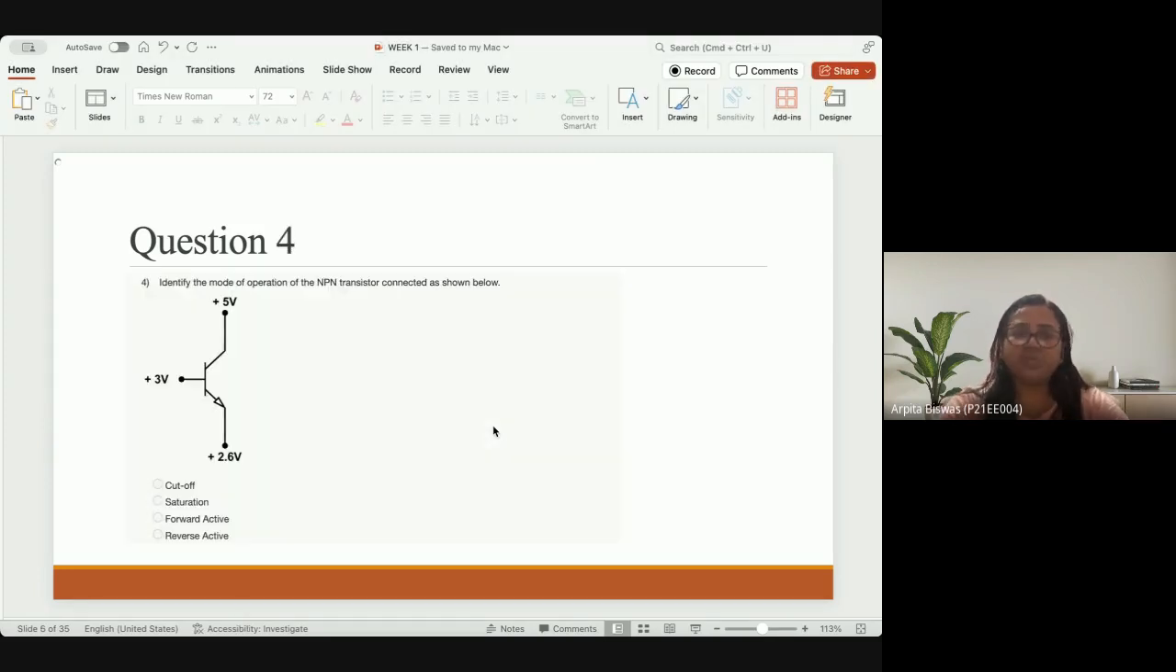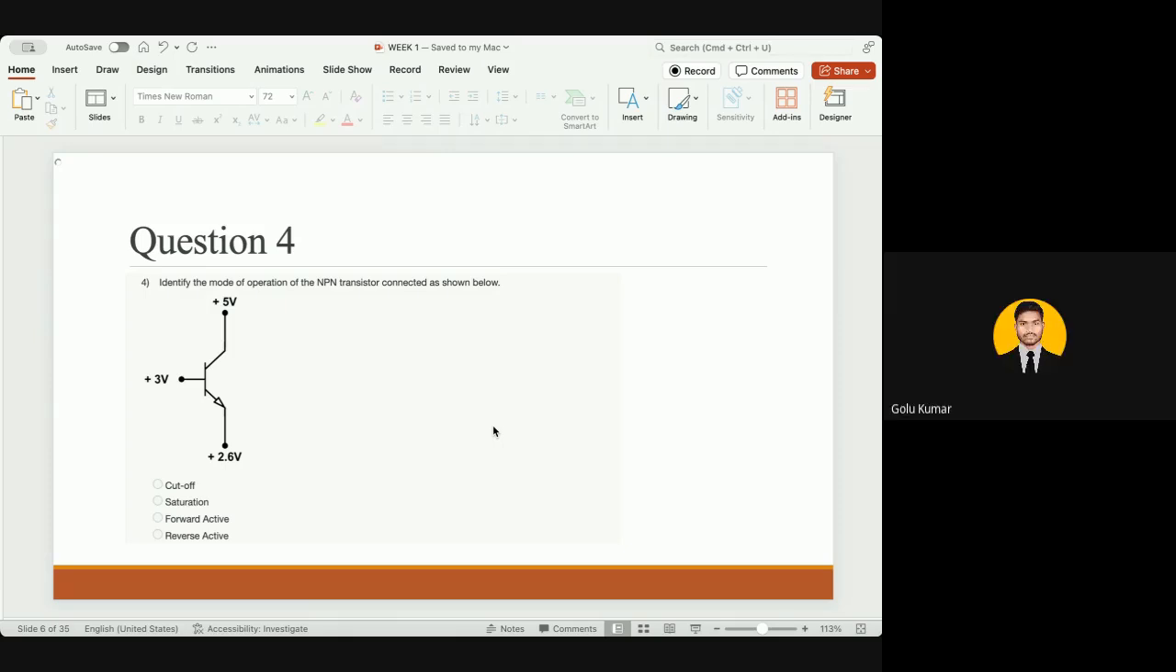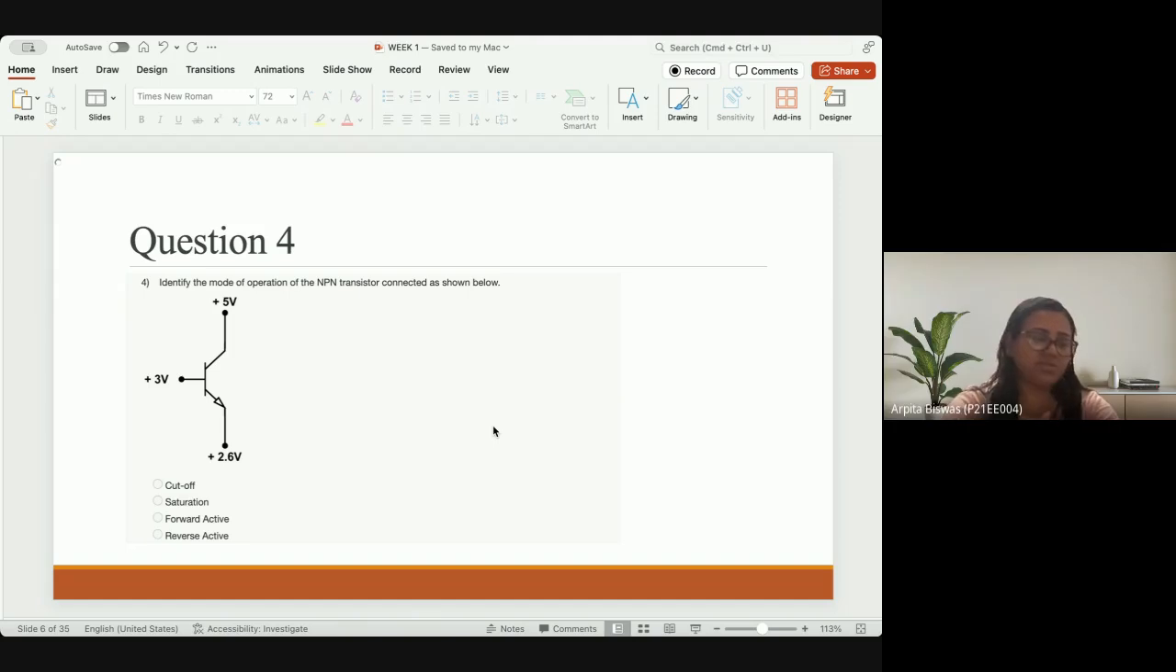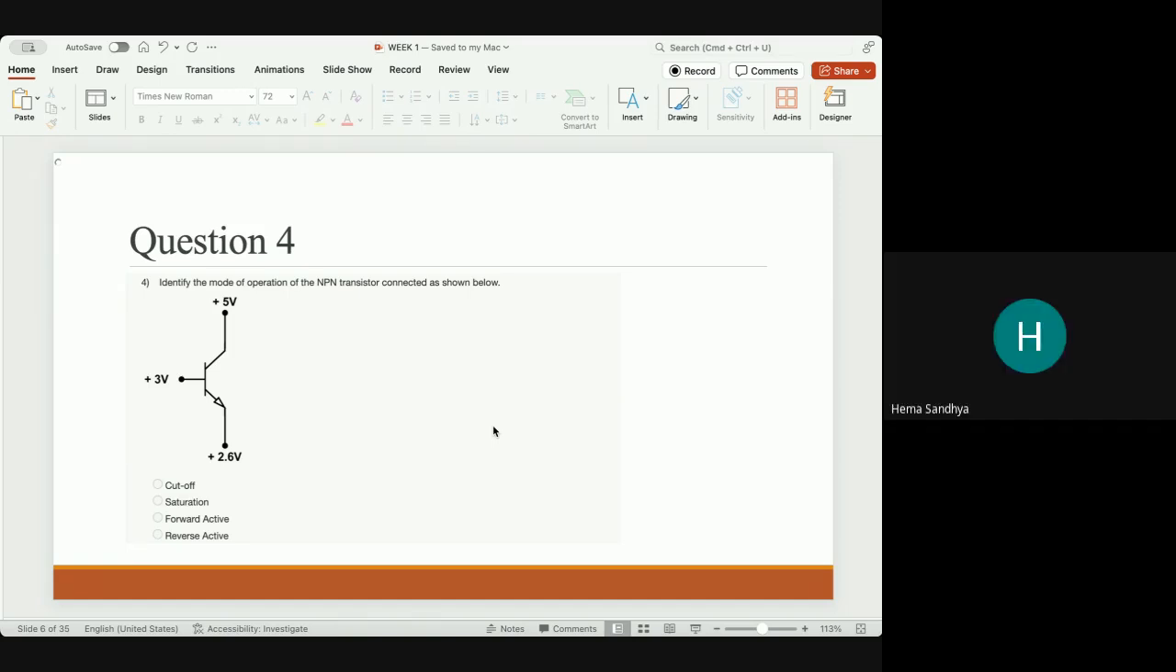So this is question number 4. Identify the mode of operation of the NPN transistor connected as shown below. So see the structure carefully. The first option is the cutoff region, second is saturation, option C is forward active, and option D is reverse active. Please go through the question carefully, see the structure, and try to find out the right option. Option A, cutoff. Yes, any of you? Ramya? Forward active.